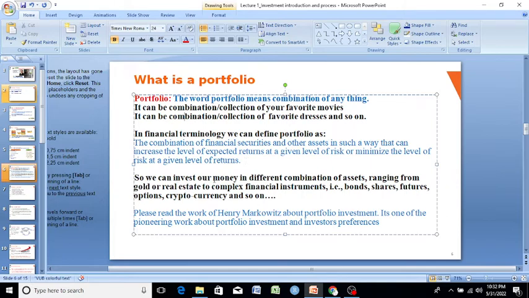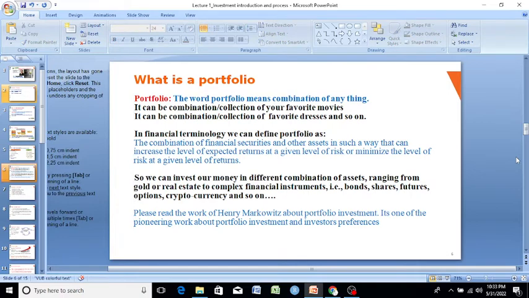So we can invest our money in different combinations of assets ranging from gold, real estate, or complex financial instruments like bonds, shares, future options, cryptocurrency, and so on. Please read the work of Henry Markowitz about portfolio investment. It is one of the pioneering works about portfolio investment and investor preferences.